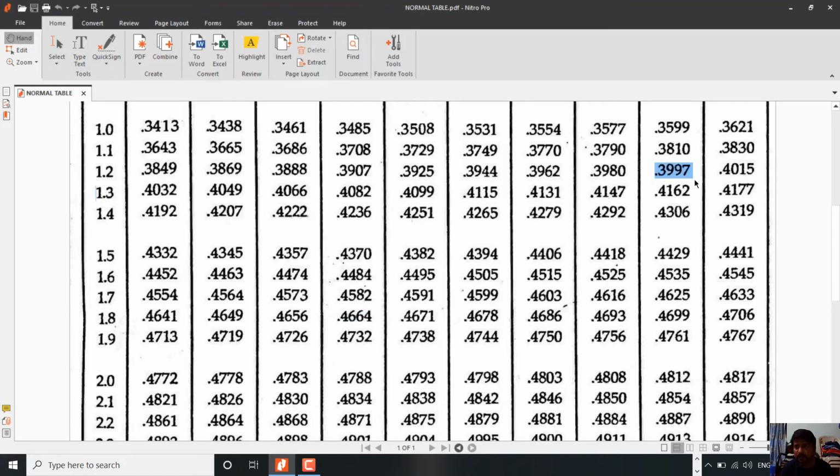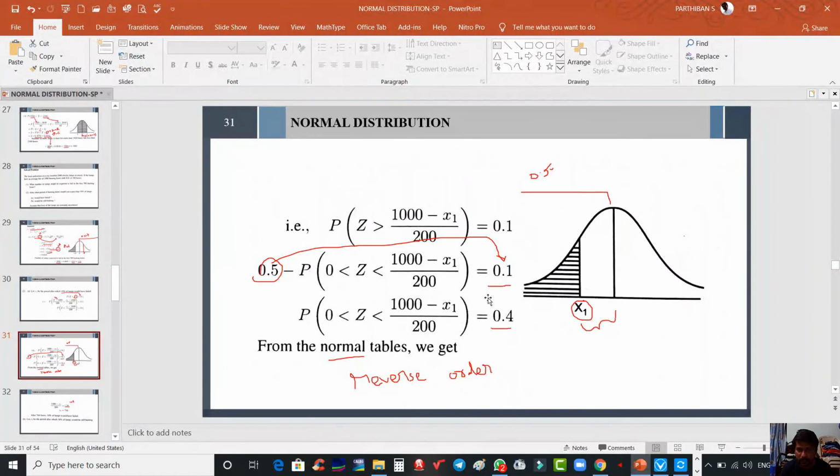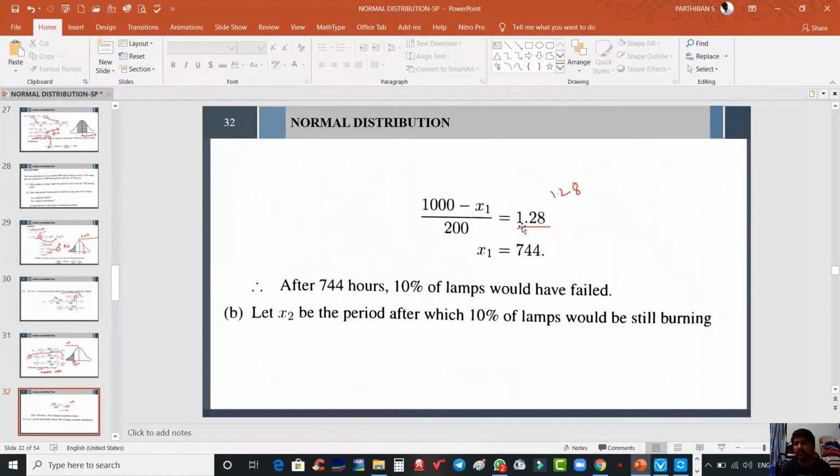0.3997 is nothing but 0.4. It is very near to 0.4 only. So this ordinate refers to 1.2, and see here, the 8th column. So 1.28 is the required ordinate for this value.